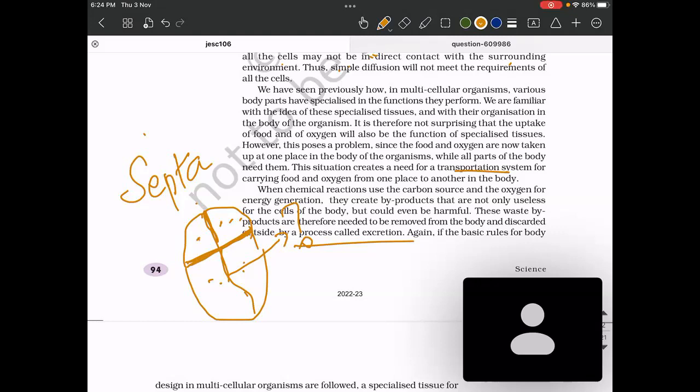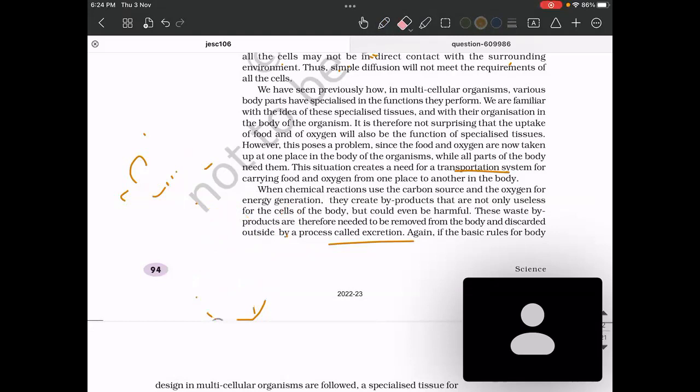But are there any other organisms having a different kind of heart? Fish, sir, have 2 chambers. And amphibians have 3 chambers. Very good. So fine.